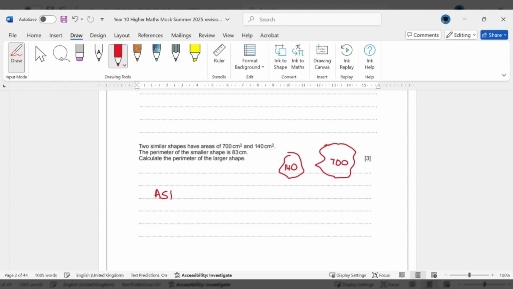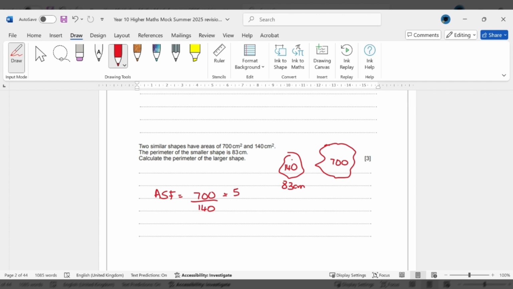So my area scale factor, because I'm dividing areas, is that. It would have been lush if I had a calculator on hand. Let me just open one on my phone and see if I can, because I might actually do this one for you. 700 divided by 140 is 5. I should have done that without the calculator. Okay, that's 5, right? The perimeter of the smaller shape is 83 centimeters.